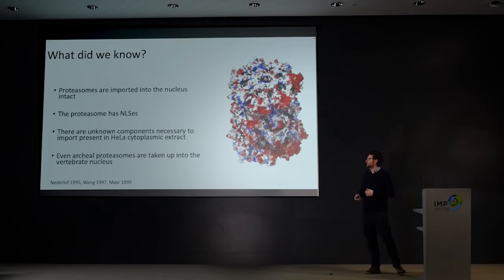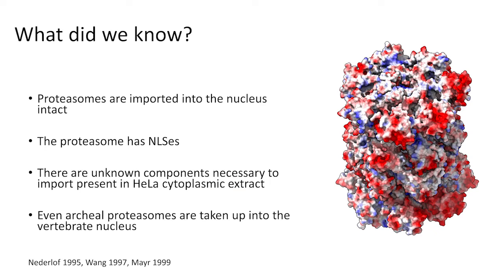What do we know already? We actually knew quite a lot from the work of the Baumeister lab in Munich, and we know that proteasomes are imported into the nucleus intact. So they're not disassembled into small proteins, they have to go intact. Then we know the proteasome already has nuclear localization sequences, and it has 8. Getting back to the model that I just told you, 8 is not enough.